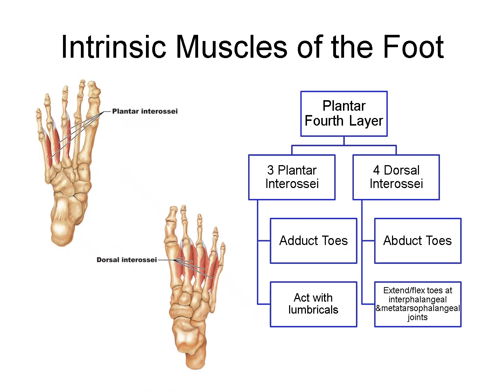The fourth layer contains the dorsal interossei and plantar interossei. The dorsal interossei act to abduct toes 2 to 4 and extend the distal phalanges, and the plantar interossei adduct toes 3 to 5, flex the proximal phalanges, and extend the distal phalanges.